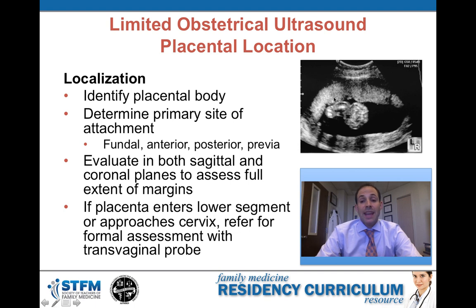This image depicts an anterior placenta. You can tell that this is anterior because this placenta is superficial relative to the ultrasound probe, which is attached here. This is the most deep portion. This is the most superficial portion, and therefore this is the anterior uterine wall.